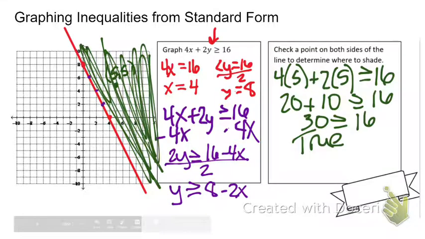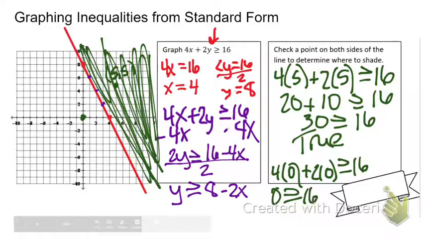Had I tried maybe 0, 0, and I plugged in 4 times 0 plus 2 times 0, that would be 0 is greater than or equal to 16, and that's definitely false. And so the other side of the line would not be where I would shade. But here it's just going to be really crucial to check a point and make sure that you shade the side that is true.